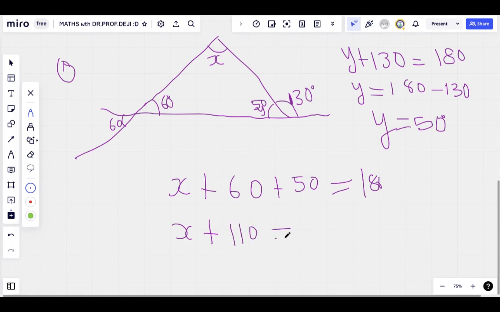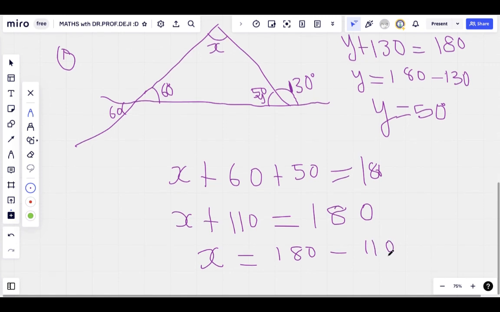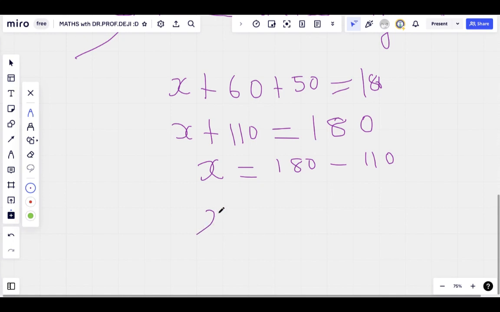equal to 180. So I will subtract 110 from both sides. So it becomes 180 minus 110. That will give us 70, right? Equal to 70 degrees. So that's the value of x that they asked us to find. X equal to 70 degrees.